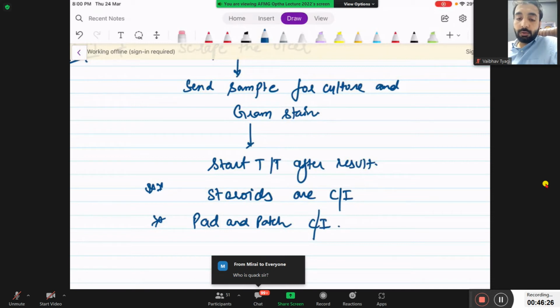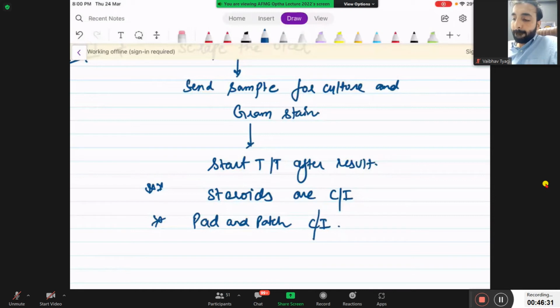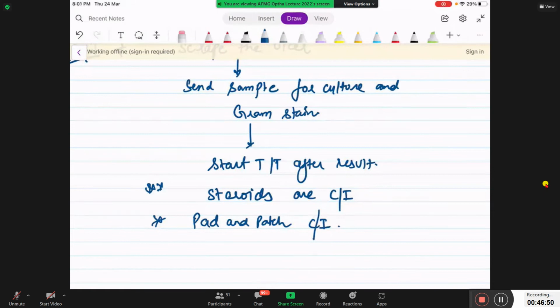Quacks are not doctors, practicing illegally. So those steroids will give instant relief to the patient, but what is the harm in using steroids in bacterial corneal ulcer? The healing will delay. Healing of the ulcer will get delayed. Okay. So steroids are contraindicated. Now, what is given after the reports of the culture and gram staining have come?